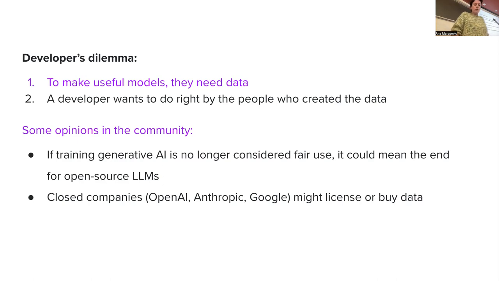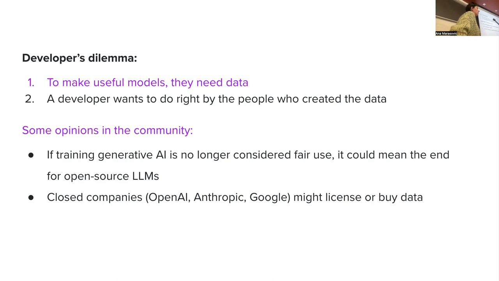And what's behind all of this is that the closed companies such as OpenAI, Anthropic, Google DeepMind have at their disposal a lot of money, and they have a lot of lawyers as well. So what they can do is two things. They can buy all the data, go to all these artists and say, I'll give you good money, just give me your data. And people will do it. Why not? Another option is to get a license for all the data.